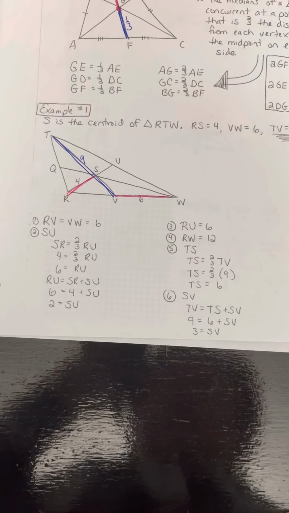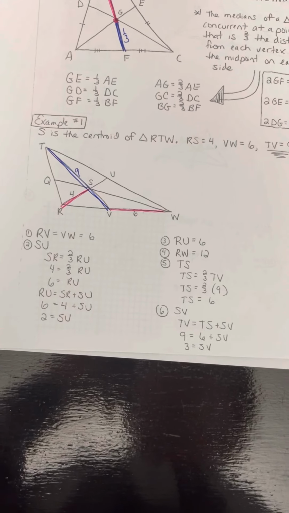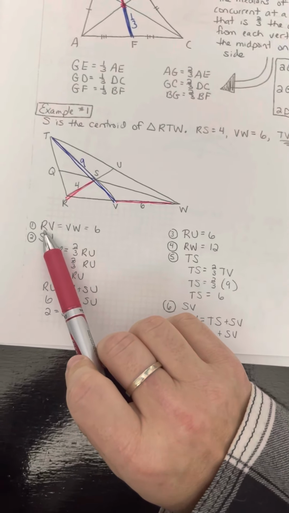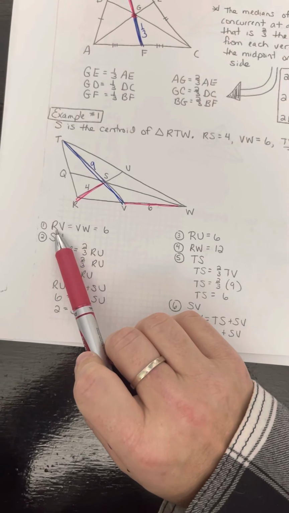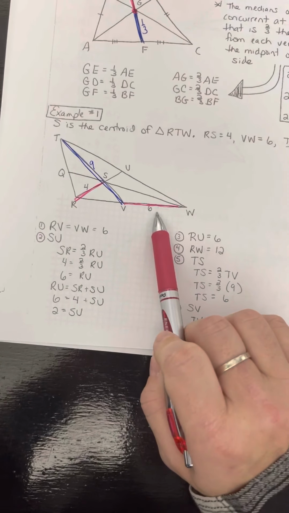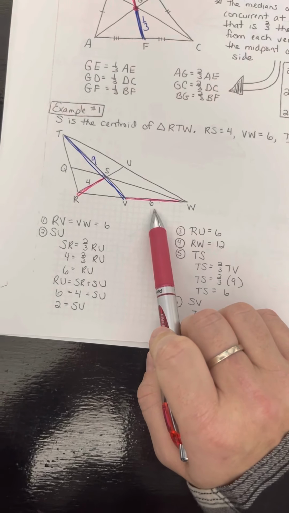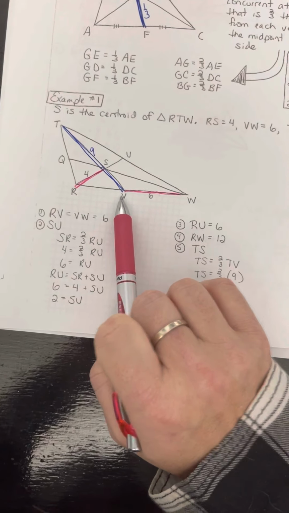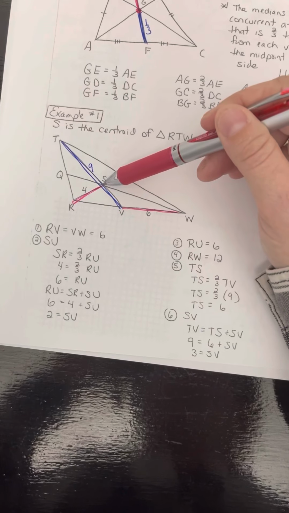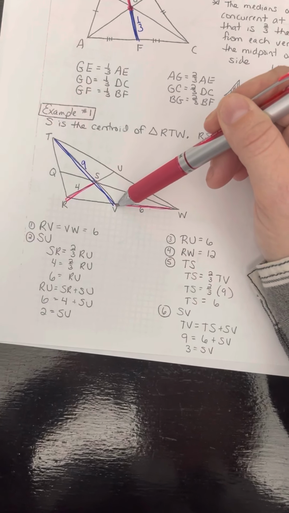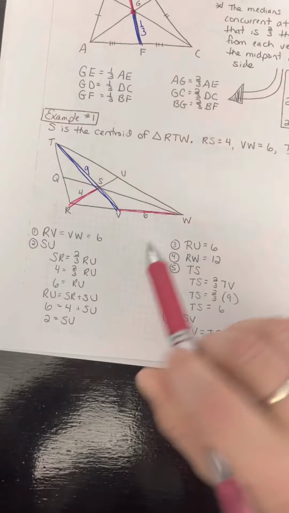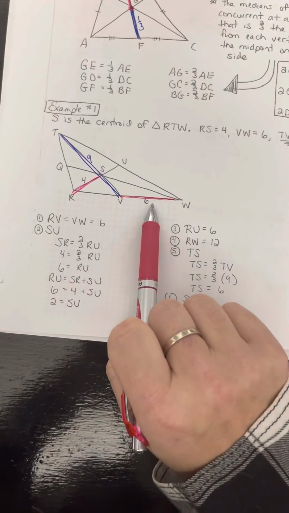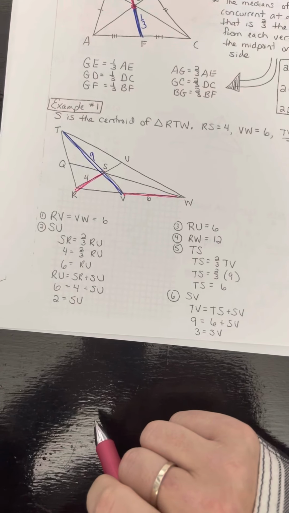So the first one asks you to find RV and VW. If we look at what I have here, RV is going to be the same as VW. And we know VW is 6, so RV has to be 6. So again, if I'm finding RV, because S is my centroid, I know that V is a midpoint. If it's a midpoint, then VW and RV have to be the same. So if VW is 6, RV will also be 6.